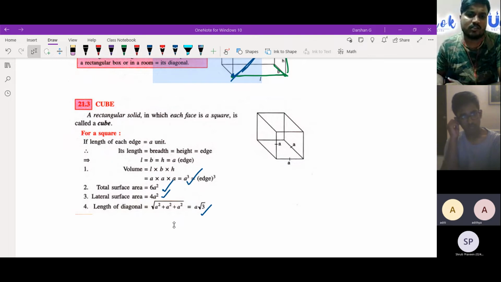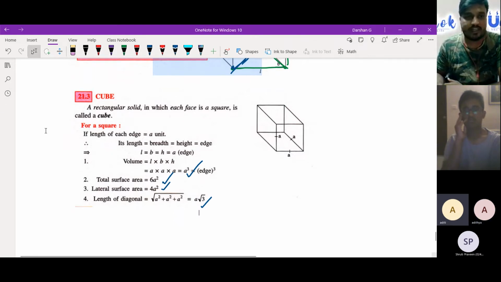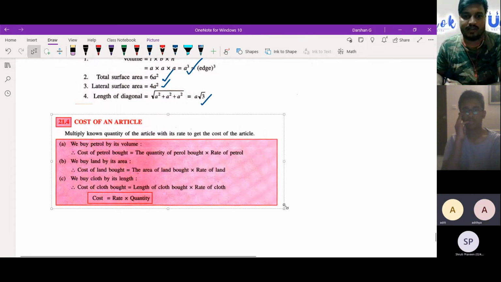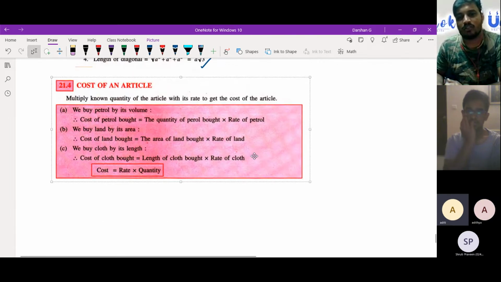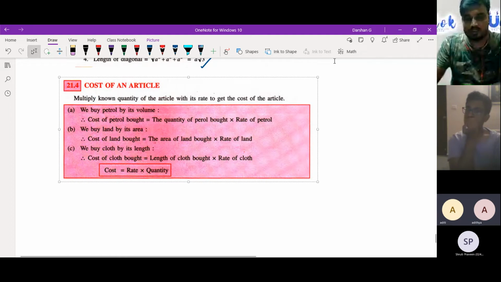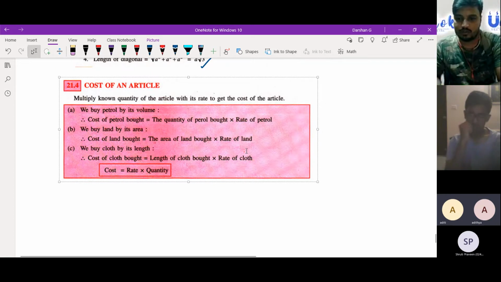So the last one is cost of article. I don't know why they have included this. This is really not required, but anyway, you have it. They're asking about the cost. Cost would be equal to rate into quantity. The quantity of the wood used, or the quantity of the metal used to make that given solid, you just multiply by the rate. That is how you calculate the cost of the article. So let's move on to the first question and solve it quickly.